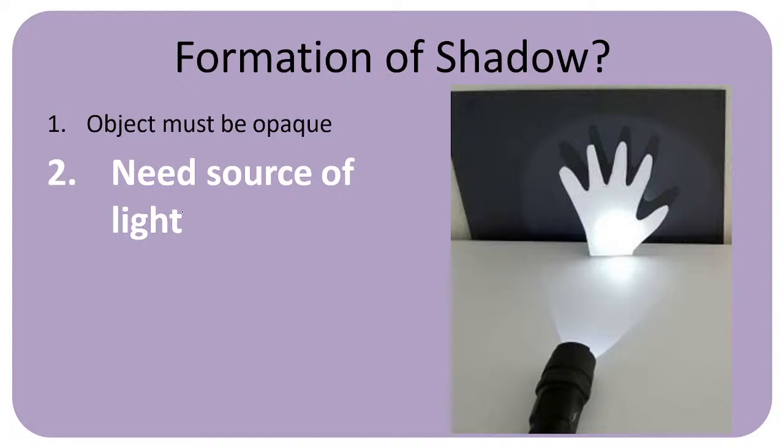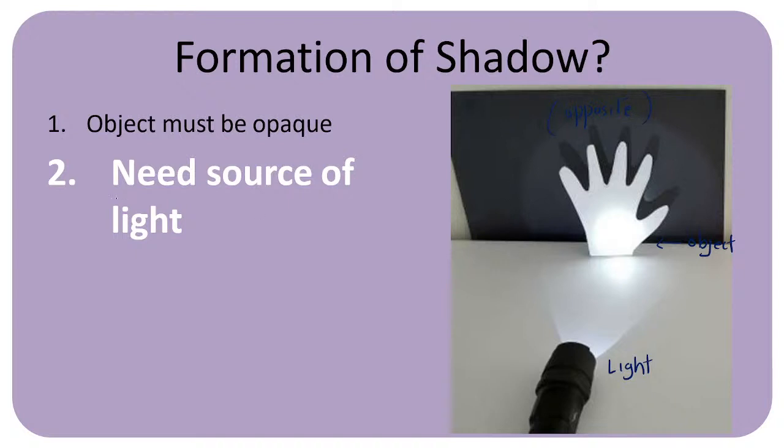And in which direction is the shadow formed? Look here. The light source is here. In between we have the object. Okay, that's the object. And the shadow is formed in the opposite direction of the light. So the light is here, and the shadow will be formed in the opposite direction, on this wall here.